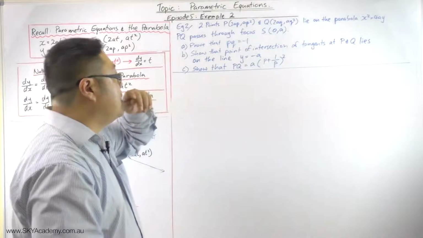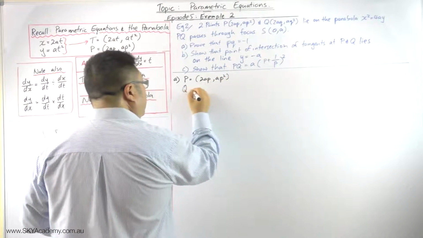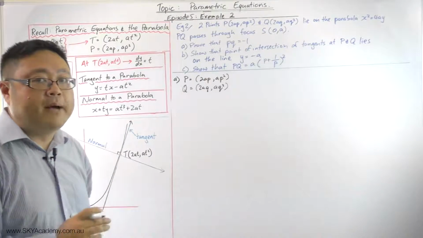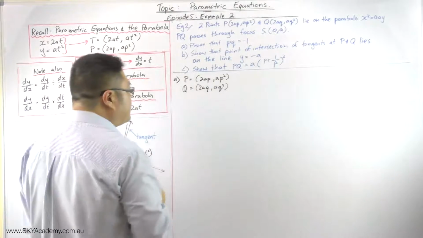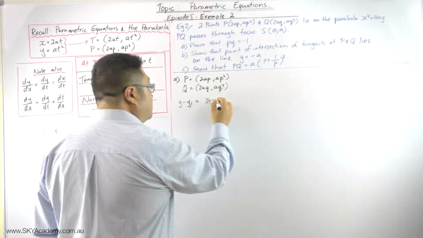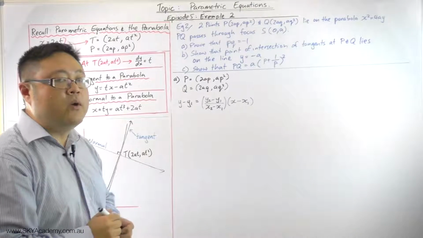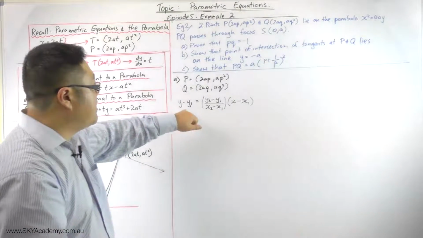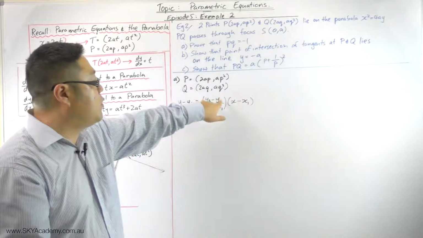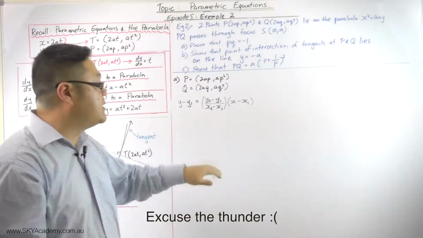You've got two points: P, which is (2ap, ap squared), and Q, which is (2aq, aq squared). Now, how do you work out the equation of PQ? Well, you use the two-point form. The two-point form from 2-unit maths is y minus y1 equals m times (x minus x1), where m is y2 minus y1 over x2 minus x1. Usually when you have the point-gradient form, it's y minus y1 equals m times (x minus x1), but the formula for m is the difference of the y coordinates over the difference of the x coordinates. Combine those two formulas together and you get the two-point form.